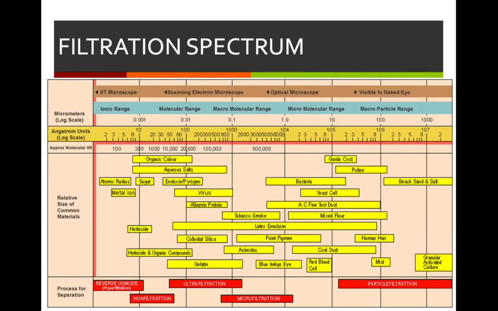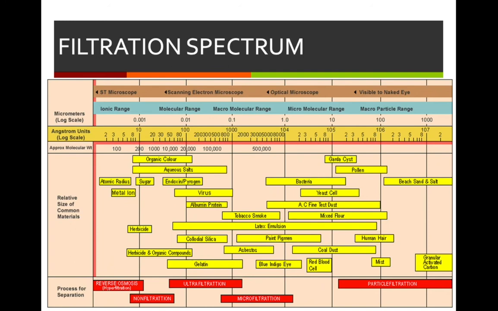So this is a spectrum which is giving you a much clearer identification, and it has different scales as well. You can use micrometers, or angstroms, or molecular weight if you know the molecular weight of the material to be separated. So you can compare and take this spectrum as your reference. At the bottom part is the separation process or membrane that you can use for removing the common sizes of material shown here.